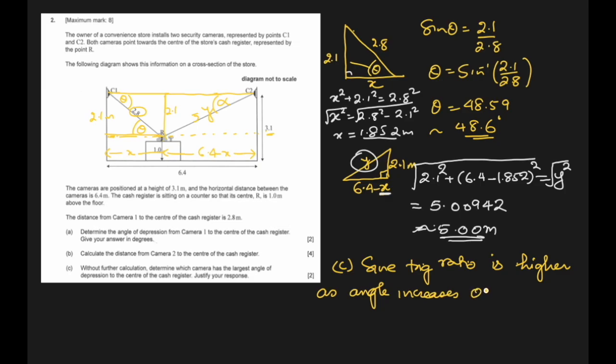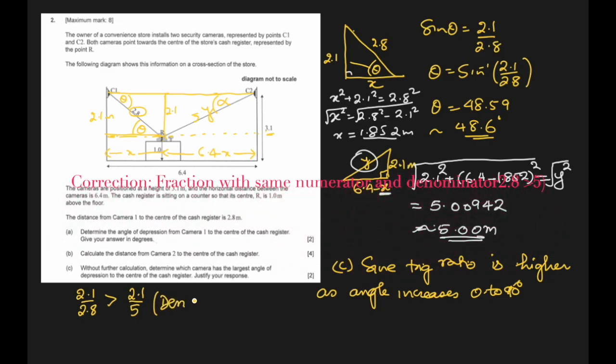Angle increases from 0 to pi by 2, or 90 degrees. As the angle increases, the sine also increases. We know that 2.1 over 2.8 will be more than 2.1 over 5. Right? We should always give the reason: because the denominator 2.8 is less than 5. 2.1 over 2.8, if you see here, is sine theta, which will be greater than 2.1 over 5, which is sine alpha.